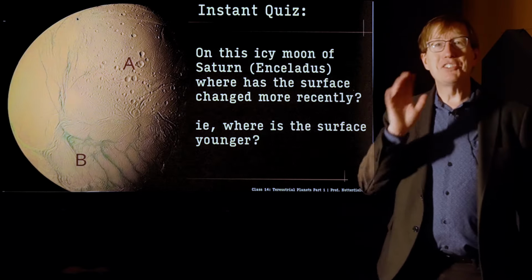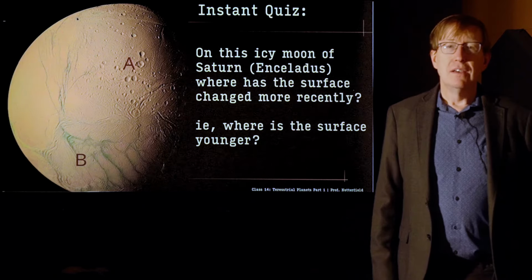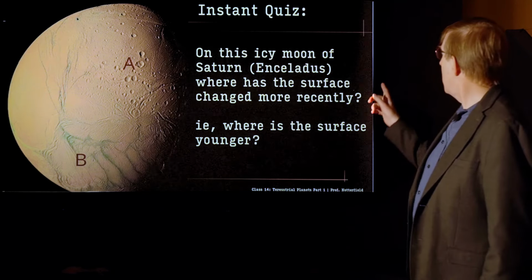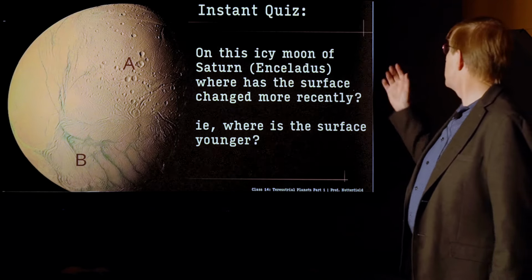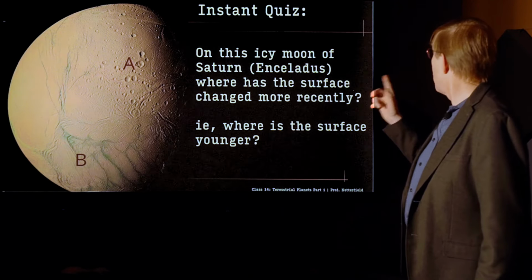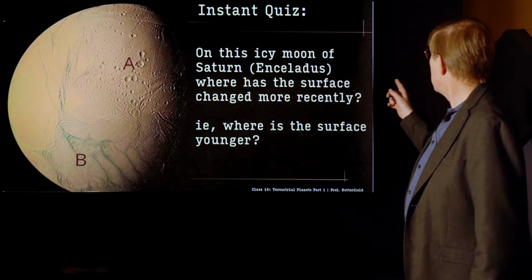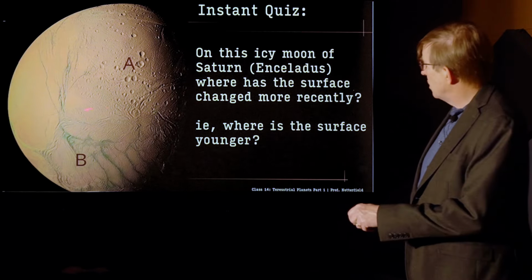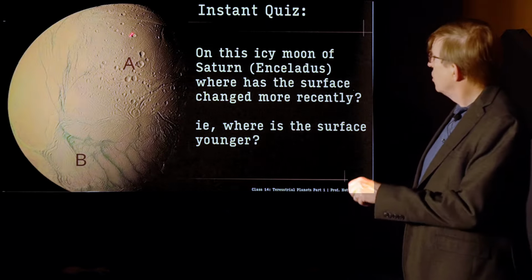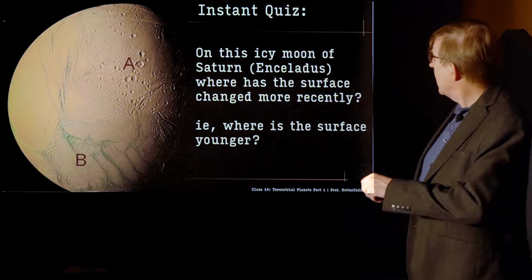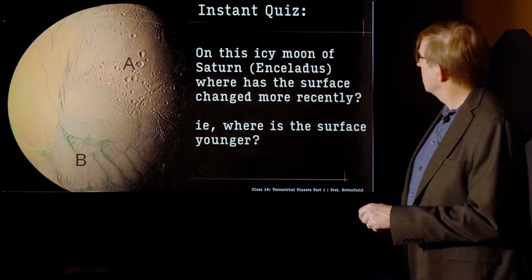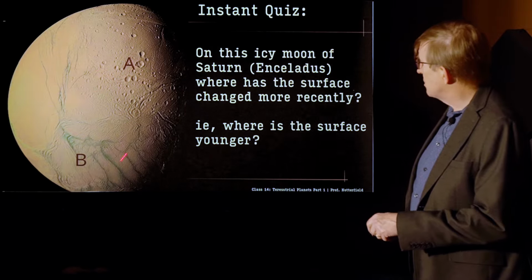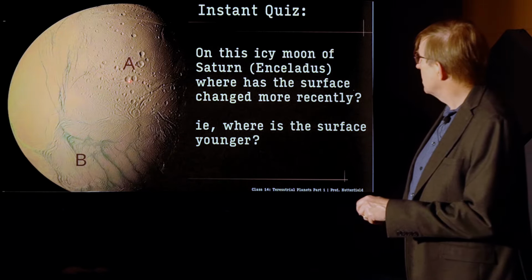All right, let's do another instant quiz. On this, you see this picture here. On this icy moon of Saturn, known as Enceladus, where has the surface changed more recently? Or where is the surface younger? So this area down here, I've called B, or this area up here, I've called A. And if you look here, what's the difference between these two parts of the surface?